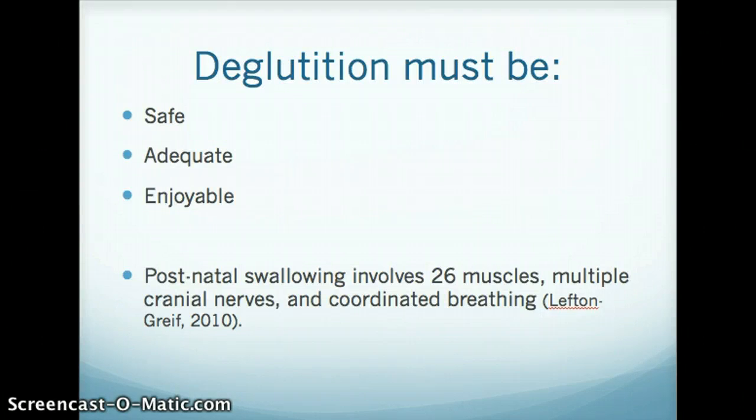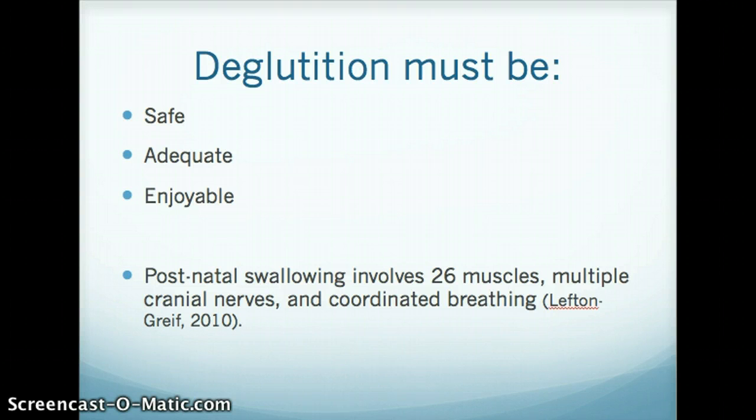Okay, deglutition. When we swallow, it has to be safe, adequate, and enjoyable. Let's think about that. When you swallow, it has to be safe, adequate, and enjoyable. The reason why we are spending time talking about swallowing is because as a speech pathologist, we work with people who have swallowing problems. And all of the muscles that are involved for speech are also the same ones involved for swallowing.